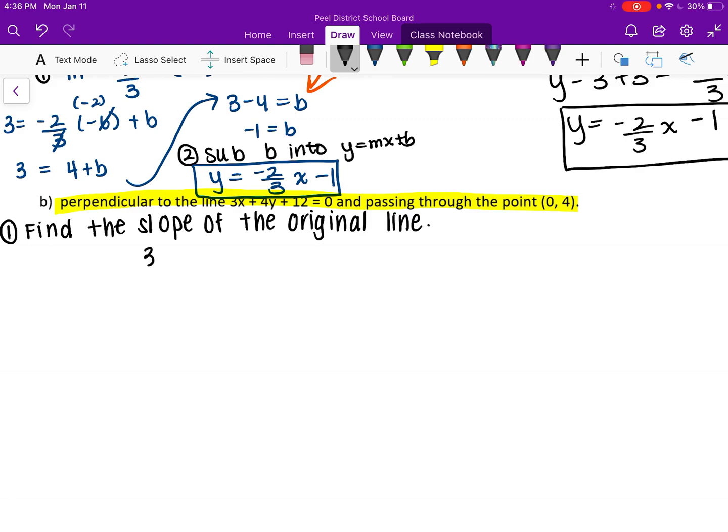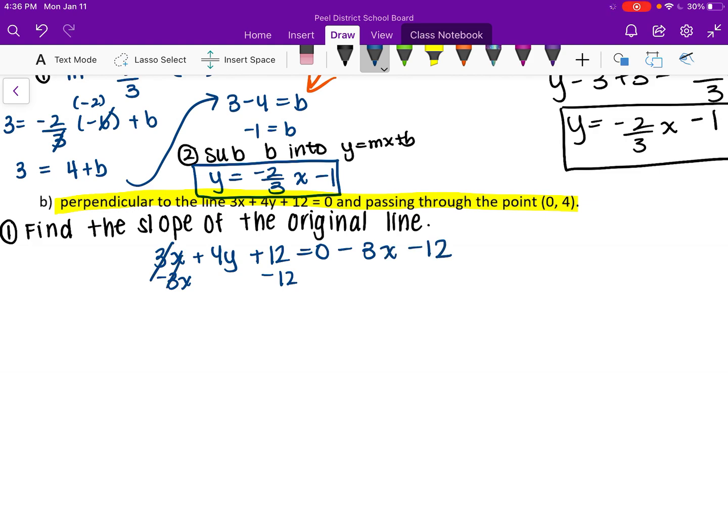So let's find it. 3x plus 4y plus 12 equals 0. So let's move the 3x and the 12 to either side by subtracting 3x here, subtracting 12 here. Whatever I do to one side, I've got to do to the other.